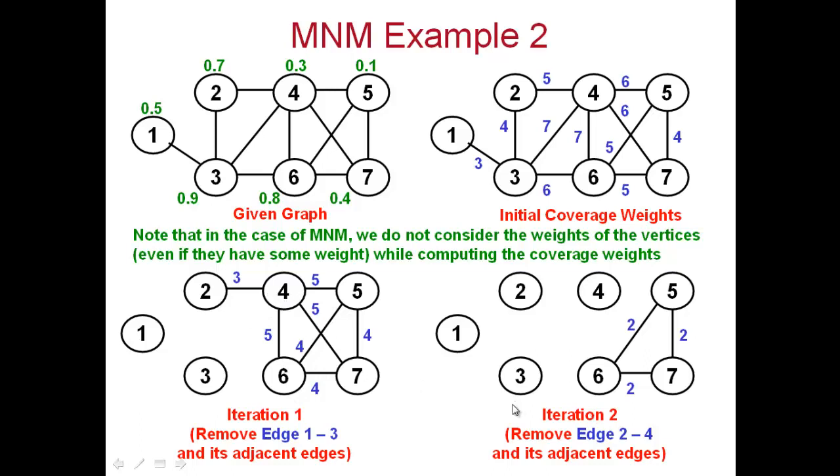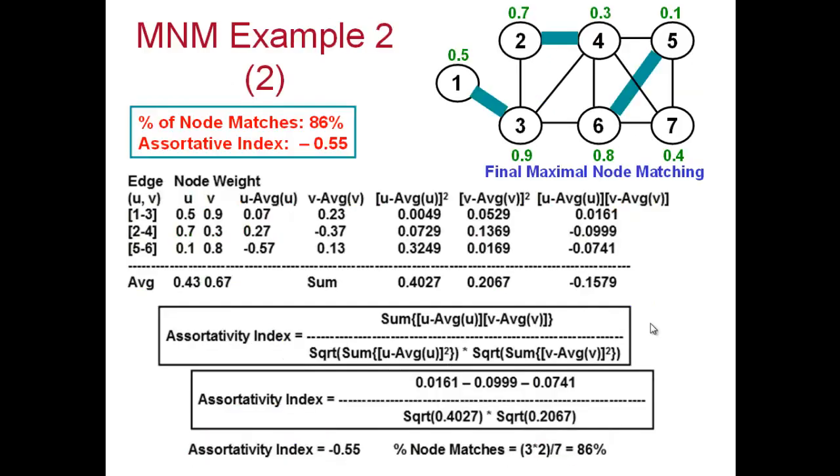So its three adjacent edges 4, 5, 4, 7, 4, 6 will be gone, and these are the remaining edges, each with coverage weight 2. So for example, for edge 5, 6, the degree of 5 is 2, the degree of 6 is also 2, so 2 plus 2 minus 2 is 2. If you have a tie, you can break it in any fashion. Let us say I break in favor of 5, 6. So these are the three edges that are picked up.